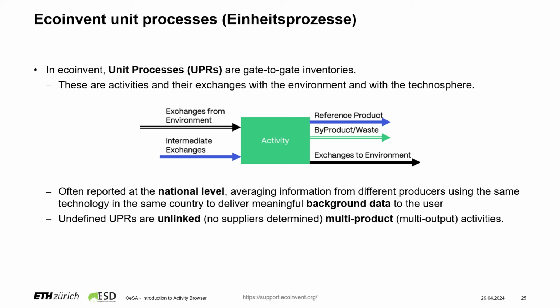Now, often in Ecoinvent, the data is reported on the national level, which means that Ecoinvent provides values like averages collected from different producers for a particular technology for the whole country. So this gives you kind of the background data. And unit processes are unlinked. So there are no suppliers yet, and they also have multiple products. So these are at the moment multi-output activities.